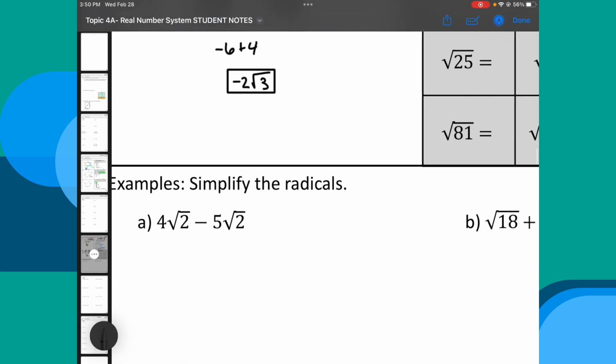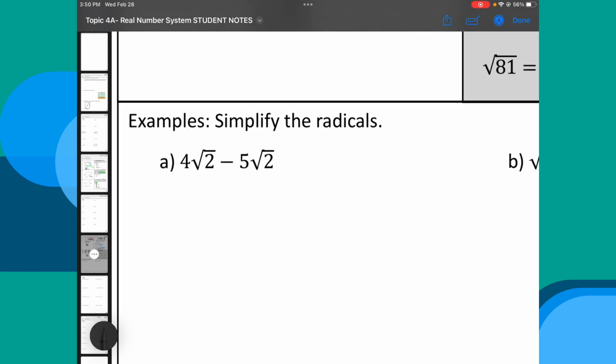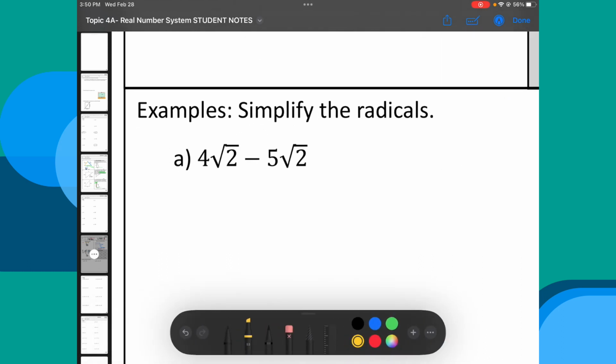There's 2 problems at the bottom. You should pause this video and try them and then check your answer. Be careful, the first one is a subtraction problem. The second one has double addition. You should be pausing the video. Now that you've tried them on your own, I'll go over them.